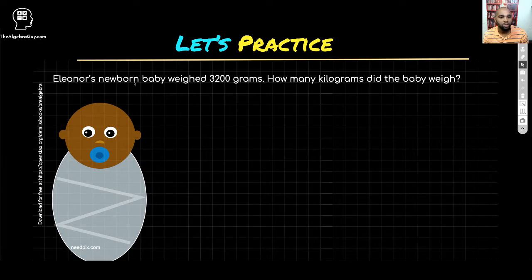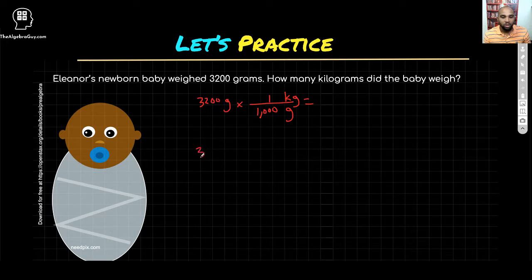10,000 meters. What about Eleanor's newborn baby who weighed 3,200 grams? How many kilograms did the baby weigh? So we've got 3,200 grams, and we're going to get rid of the grams and change those to kilograms. I didn't even really think about this setup, I just know it's going to be this way. But what I will think about is the relationship between grams and kilograms. Well, there are 1,000 grams in 1 kilogram. So now I need to divide: 3,200 times 1 divided by 1,000.